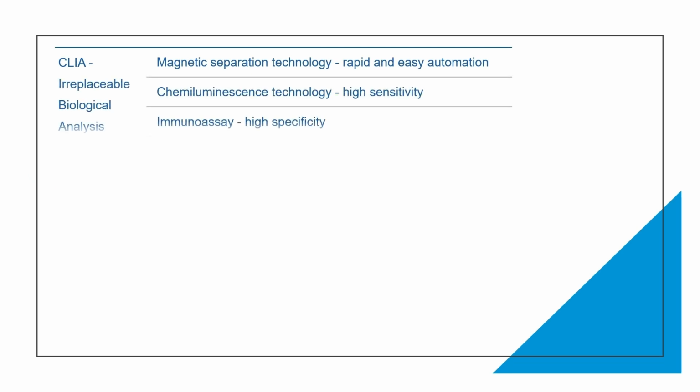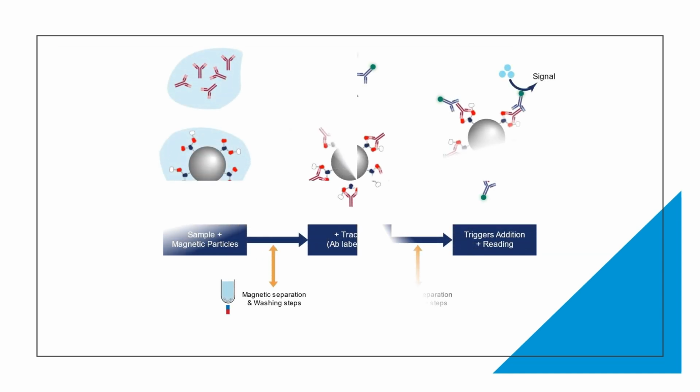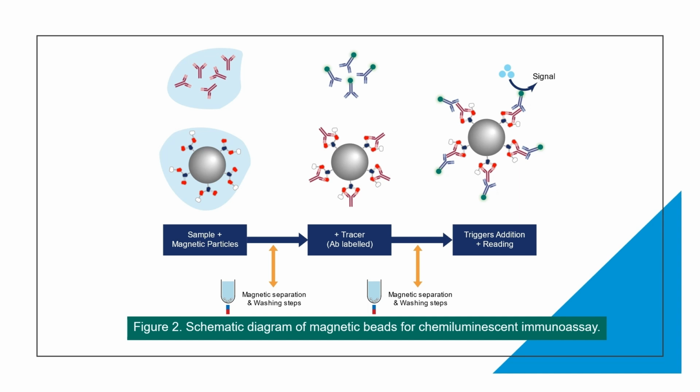Magnetic beads-based CLIA is a well-established and straightforward technique that integrates magnetic separation technology, chemiluminescence technology, and immunoassay technology. This technique fully leverages the rapid and straightforward automation of magnetic separation technology, the high sensitivity of chemiluminescence technology, and the specificity of immunoassay. It is an indispensable tool in the field of biological analysis. To further enhance the sensitivity of chemiluminescence detection, immobilizing enzyme-labeled antibodies on nanoparticles can increase the number of antibodies bound to a single antigen, amplifying the signal.